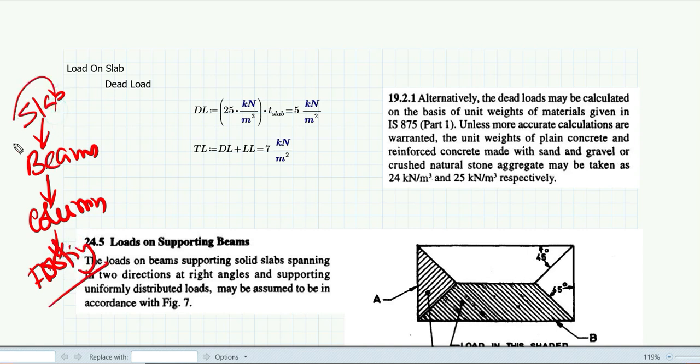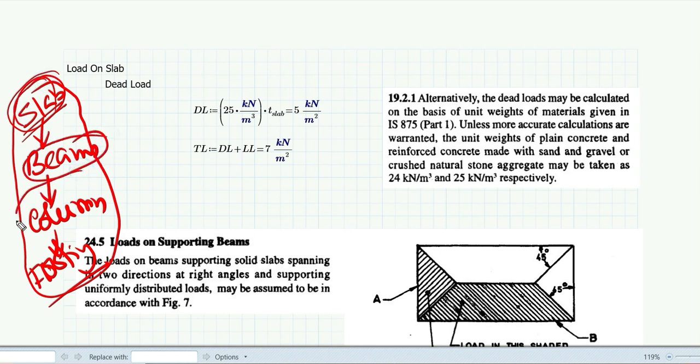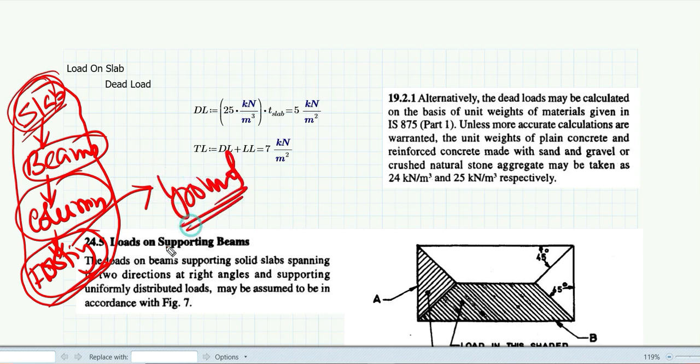Okay, so this is the chronology that the load flow pattern maintains while transferring the load. First the load will come to the slab, then the slab will transfer this load to the beams, the beams will transfer the load to the column, the column will transfer the load to the footing, and eventually the footing will transfer the load to the ground. Okay, so remember this.